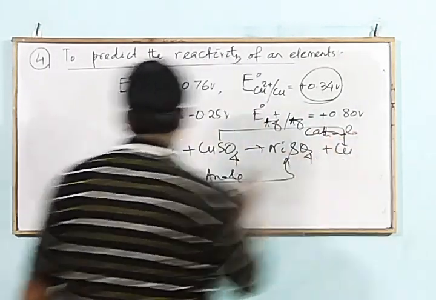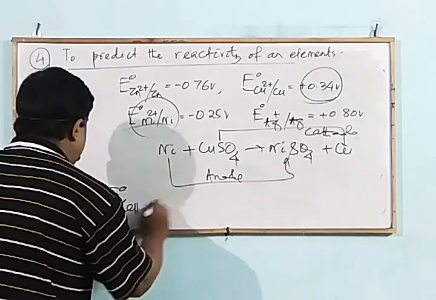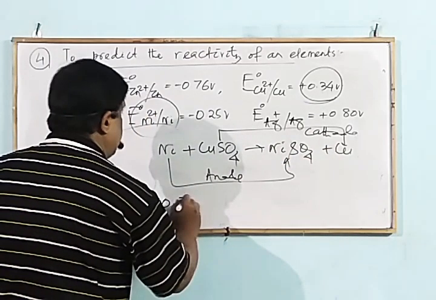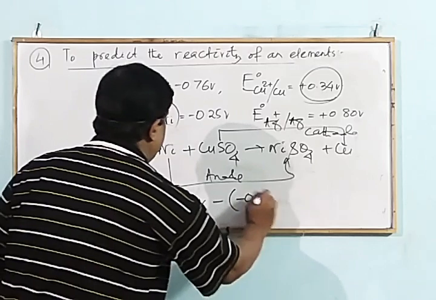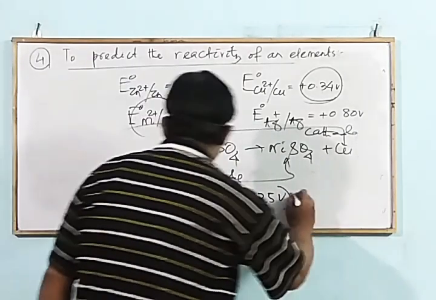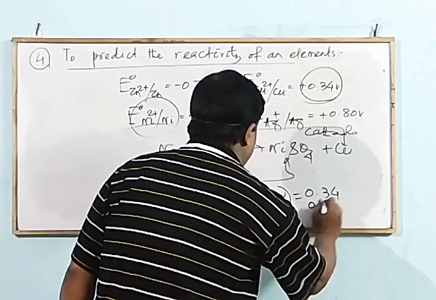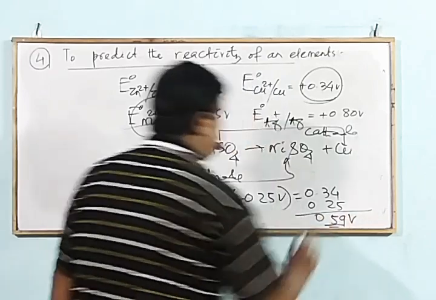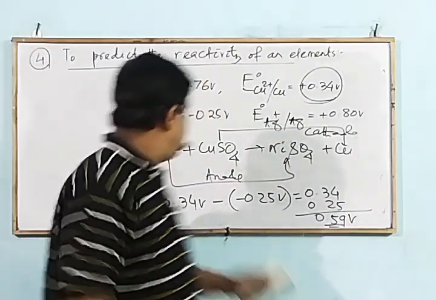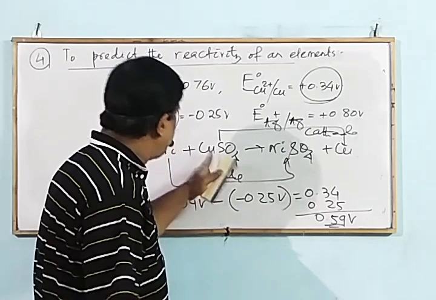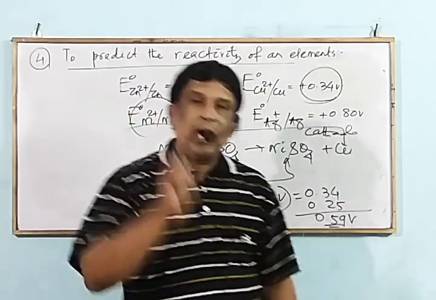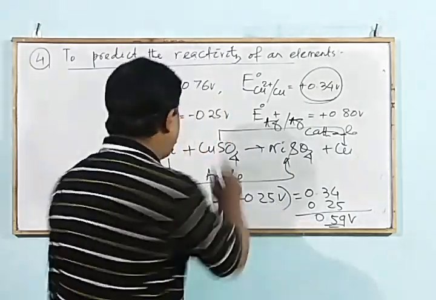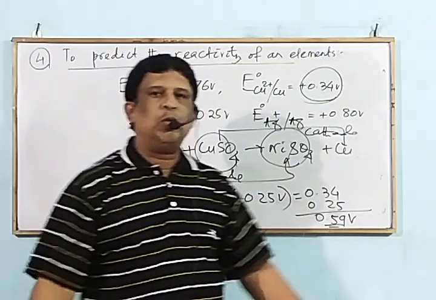So putting these values to calculate E cell: E cell is equal to the cathode reduction potential, that is 0.34 volt, minus minus 0.25 volt. This is equal to 0.34 plus 0.25, that is 0.59 volt. That is positive. That means nickel displaces copper from copper sulfate solution. As long as copper sulfate solution is there in the container, it looks blue. But when copper sulfate is transformed to nickel sulfate, the blue color disappears.